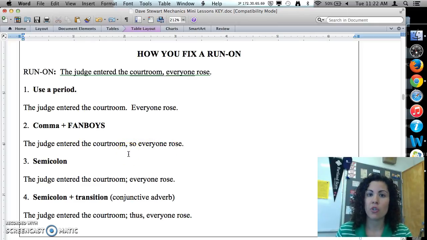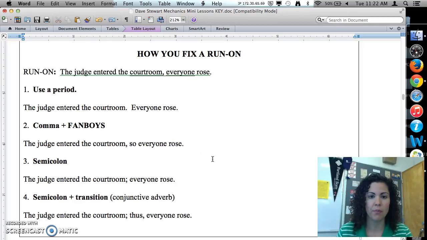Or if we want to use a semicolon, as we discussed in our last unit on compound sentences: The judge entered the courtroom; everyone rose. Or we could use a transition word with our semicolon: The judge entered the courtroom; thus, everyone rose. So those are all the different ways to fix a run-on.